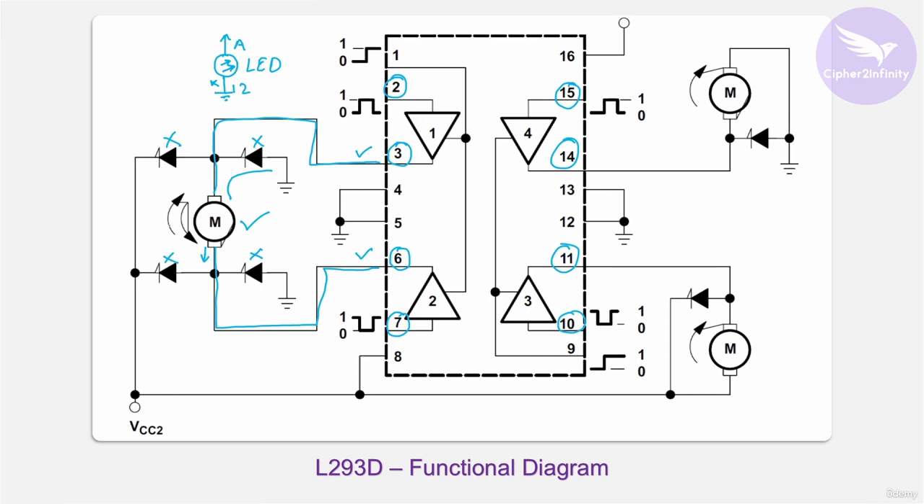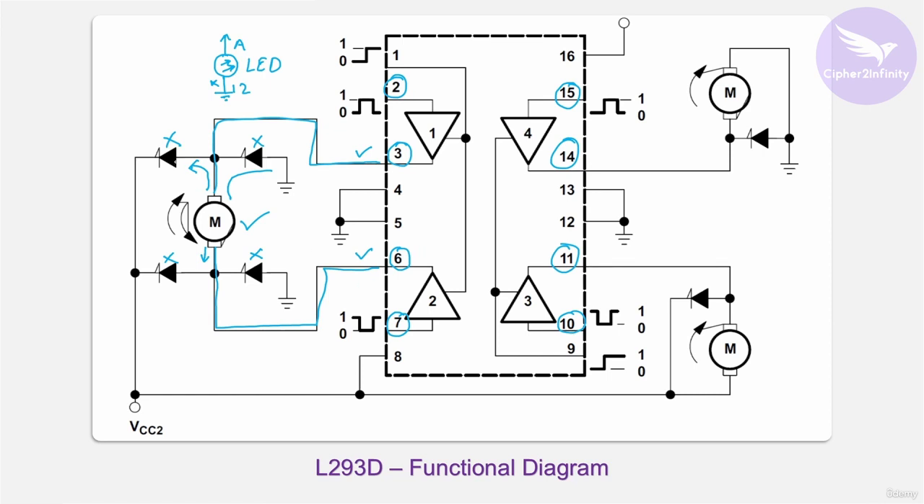Okay, and in the same way, if the motor is rotating in the anti-clockwise direction, and the current is like this, then this diode and this diode will conduct. So like this, the current will flow through the ground, then towards this motor. Okay, and that's how these diodes are used to protect the pins of the L293D IC.